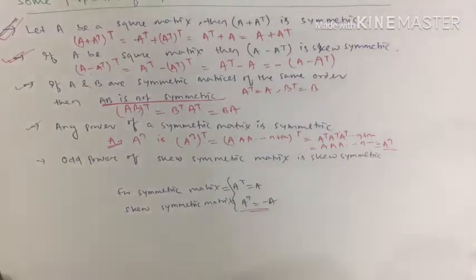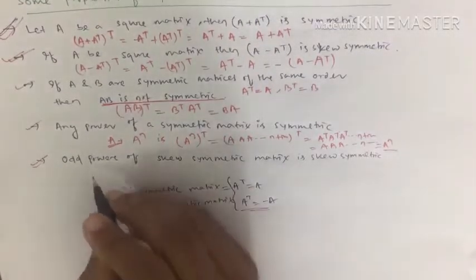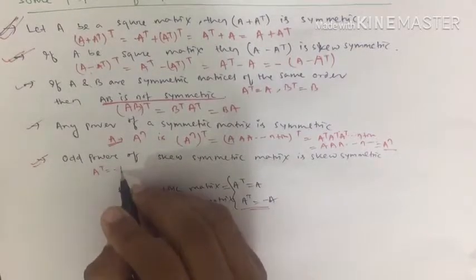And the next is: an odd power of a skew symmetric matrix is skew symmetric. For a skew symmetric matrix, you know A transpose is equal to minus A.